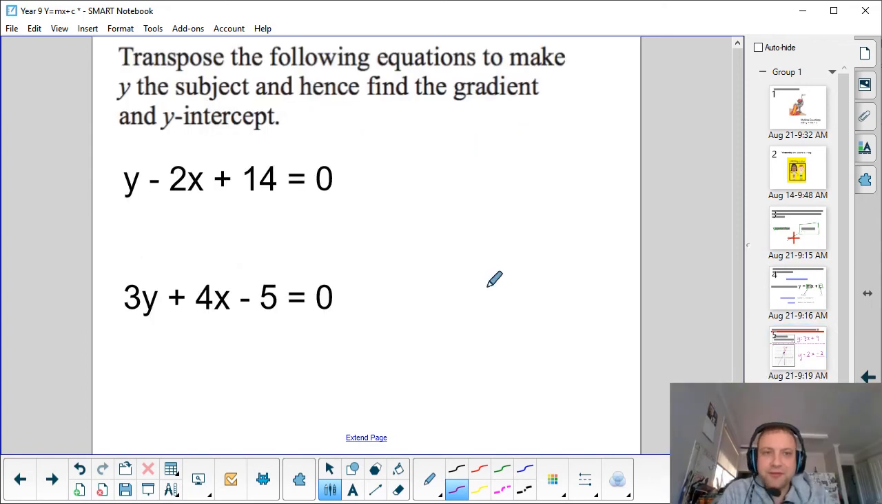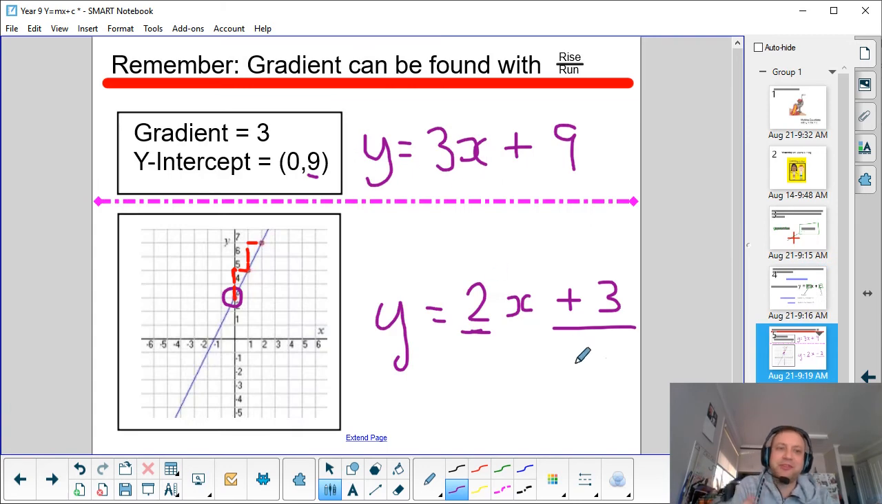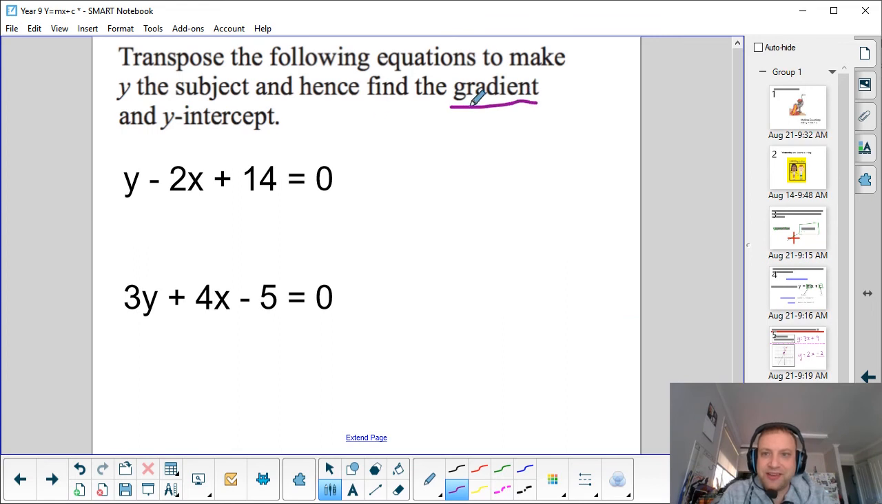All right, now the second half of your worksheet today is going to have questions that are a bit trickier, but you do have all the skills from previous weeks required to actually try and do this. So the question will basically say you've got to transpose the equation to make y the subject. So they're basically saying we want the equation to look like one of these ones, right? Or one of these ones. It should be y equals something something, because when it looks like that, you can see the gradient and you can see the y-intercept because it's right in front of your face.